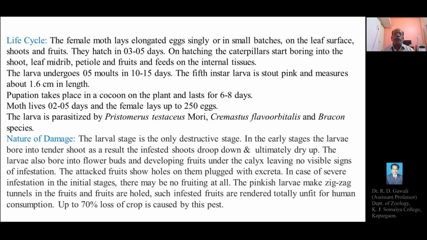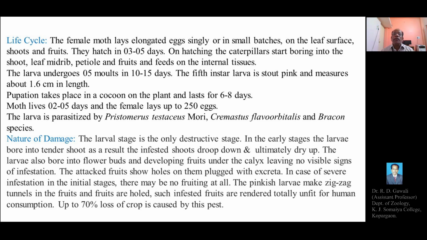They hatch into 3 to 5 days. So there are 3 to 5 days required for the complete embryonic development of the egg, which will then transform into a larva called a caterpillar. So after 5 days period of the incubation, the larva hatches out or the caterpillar larva emerges out from the egg.